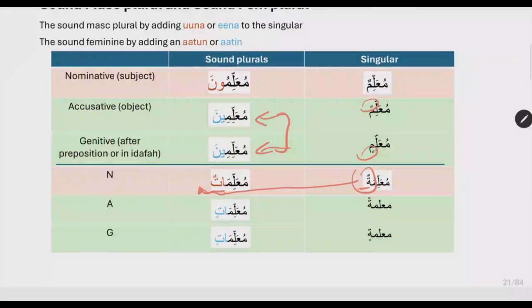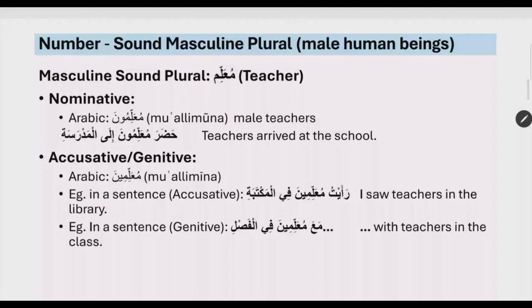Then we have the sound masculine, which refers generally to male human beings as a category, but there are some exceptions where some words do take the sound masculine but are not referring to male human beings. So this is an example: the teachers, muallimuna, arrived, the verb, at the school, ilal madrasati. Because this is the subject of the sentence, the teachers, we use the una version of the noun plural form.